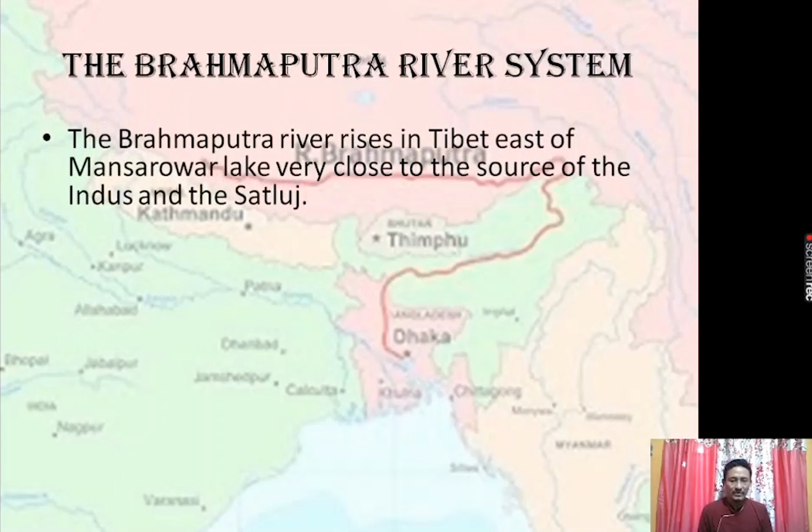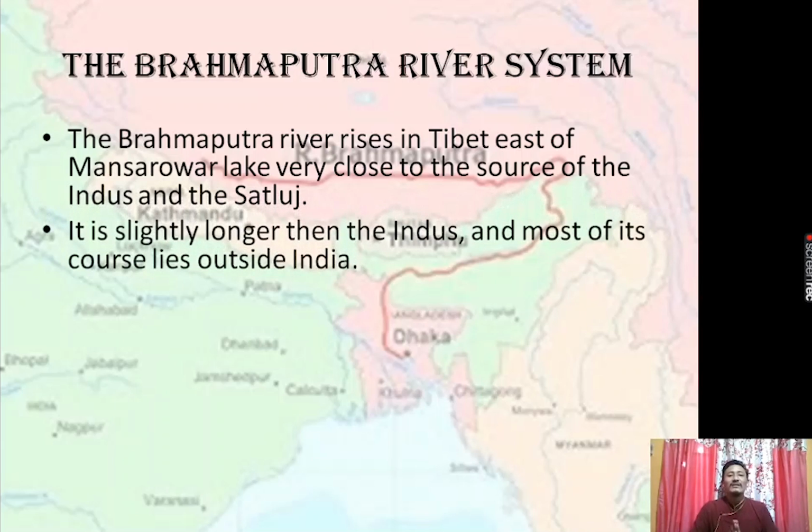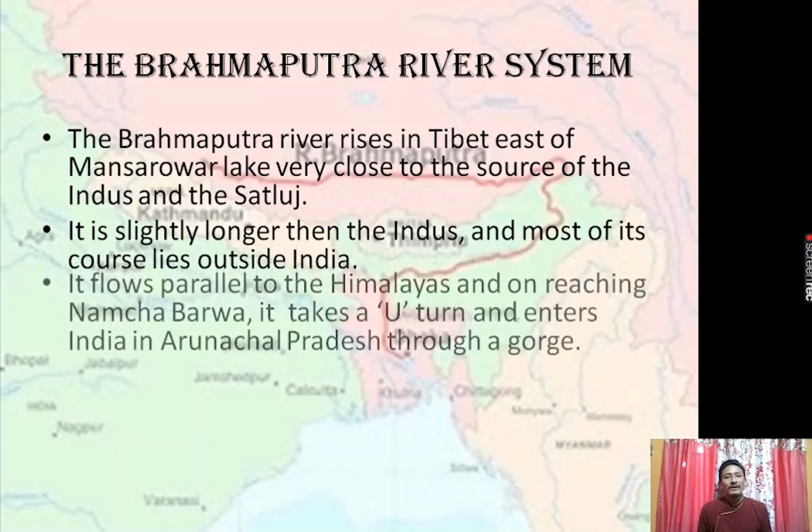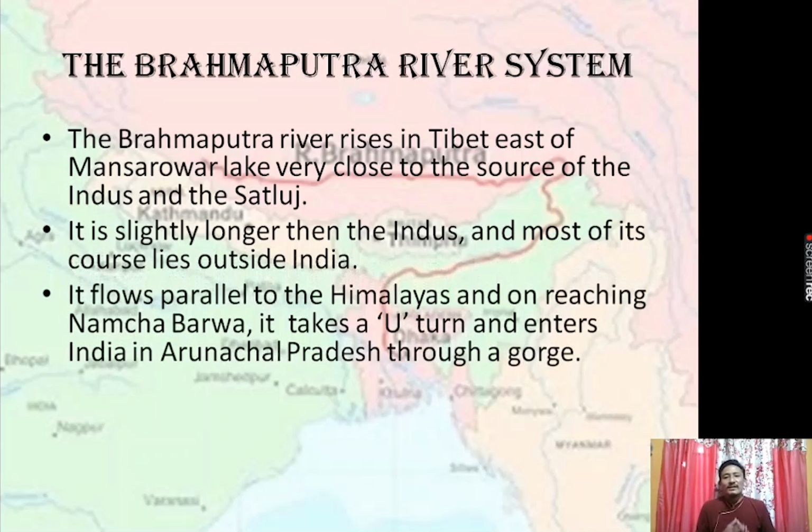So the Brahmaputra river rises from Tibet, east of Mansarovar Lake, very close to the source of Indus and Satluj. It is slightly longer than Indus and most of its course lies outside India, as I have already mentioned, right? It runs parallel to the Himalayas and only enters India from Arunachal Pradesh. On reaching Namcha Barwa, it takes a U-turn and enters India in Arunachal Pradesh through a gorge. Gorges are formations made by the rivers.